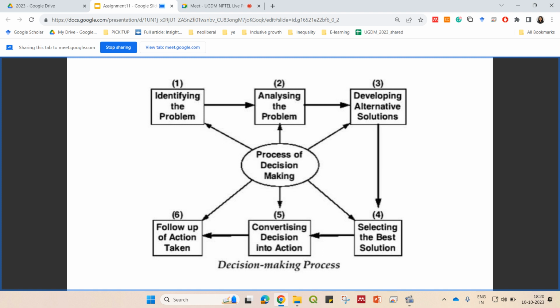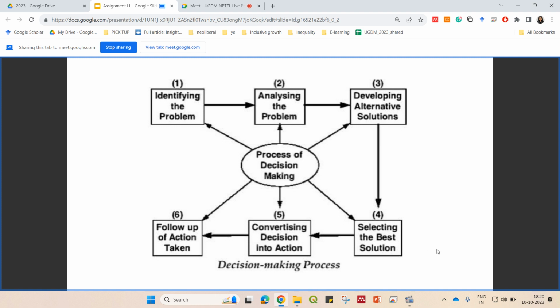Once you do that, then you look at alternative solutions. To solve any kind of problem or challenge, what are the different solutions which are available to you? You look at that, you gather them and analyze them. Among them, then you move on to the next stage, which is selecting the best solution.